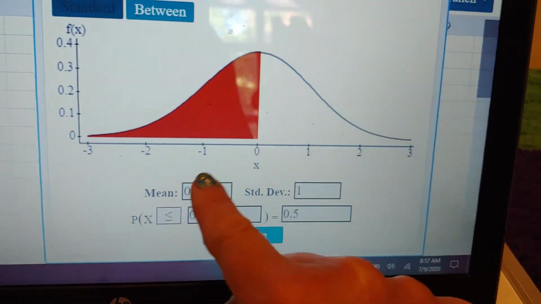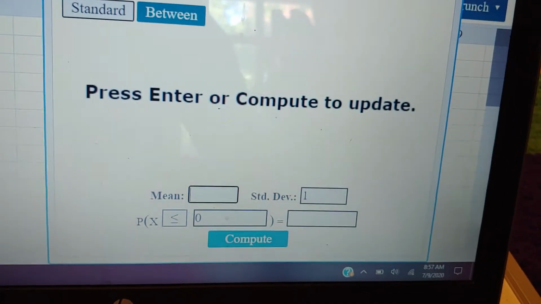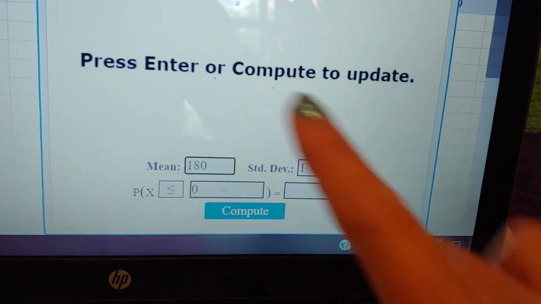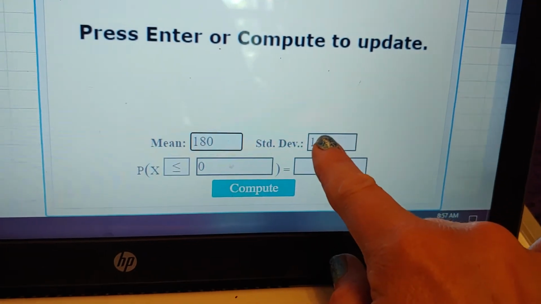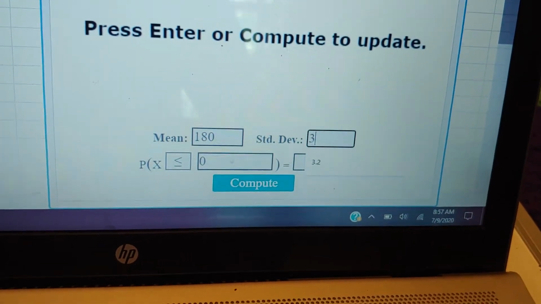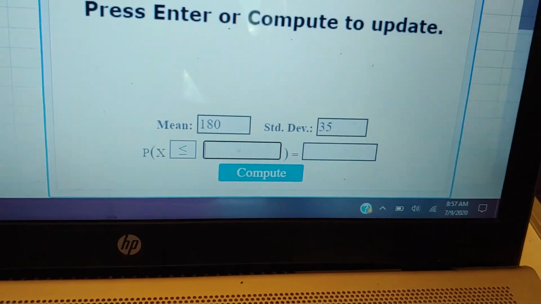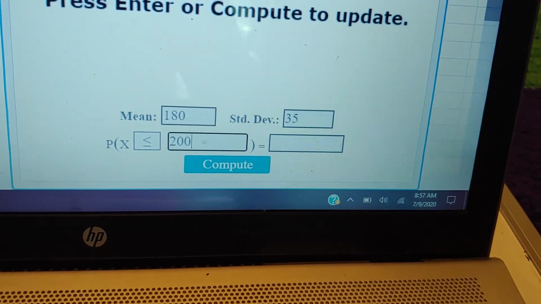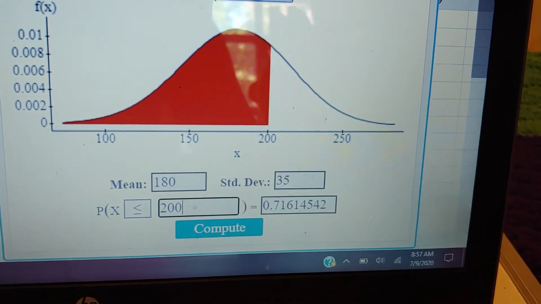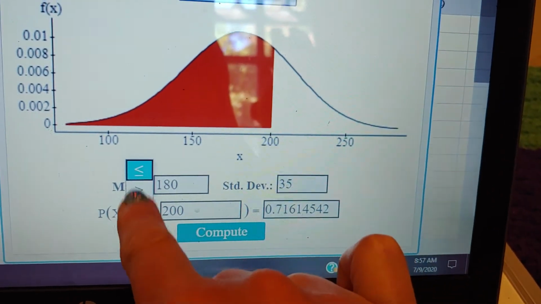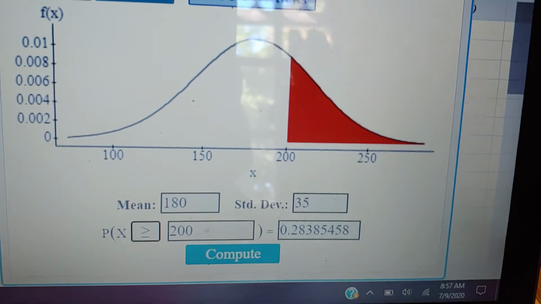And what we're going to do is we're going to come in here and we're going to type in our mean, which is 180. Don't freak out that it disappeared. It's because it's waiting for us to tell it the standard deviation, 35. And then remember, I want to cut it at 200. Okay, now, if I hit enter right now, you're going to notice it's shading the wrong way because you have to change it so it shades the correct way.